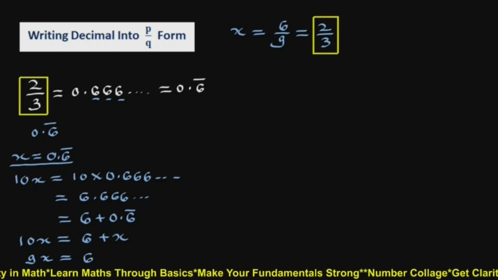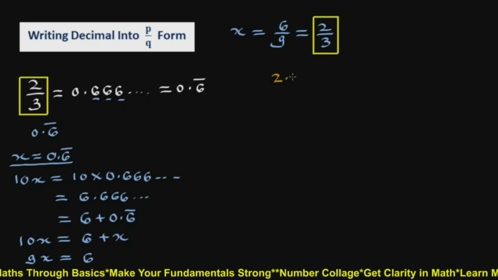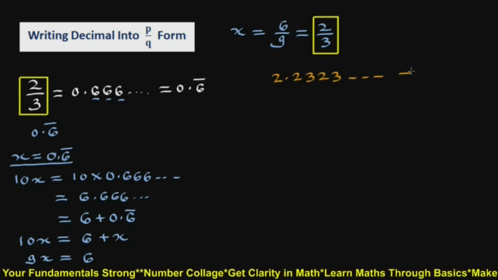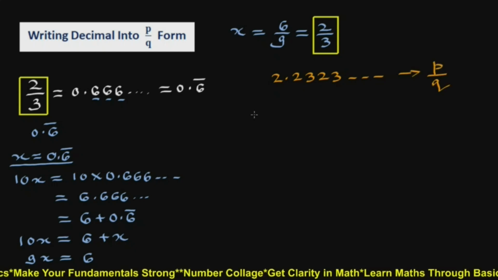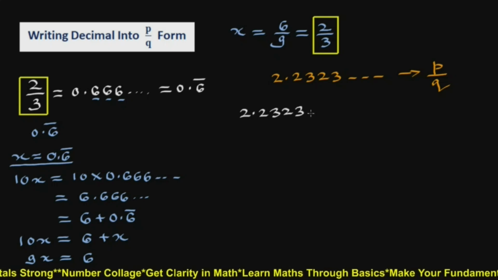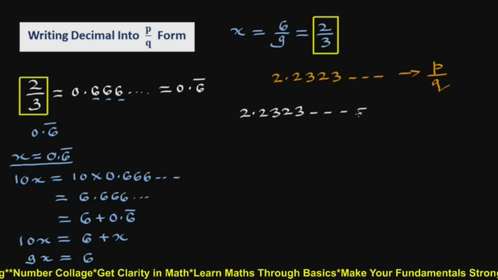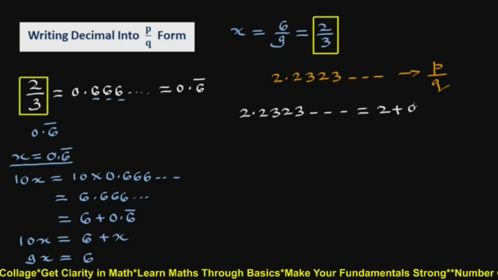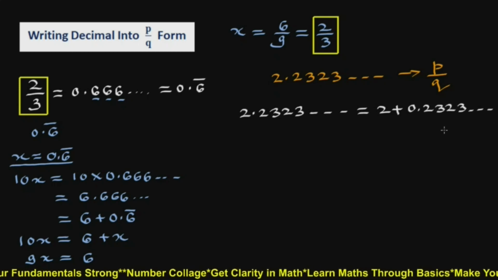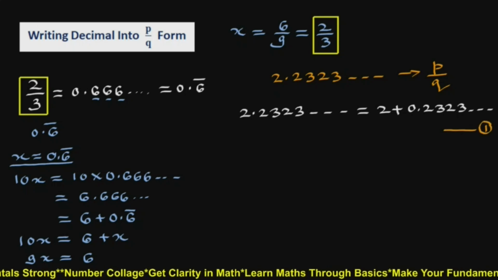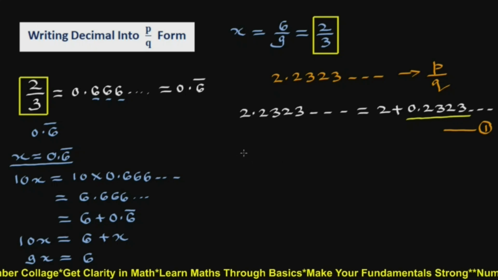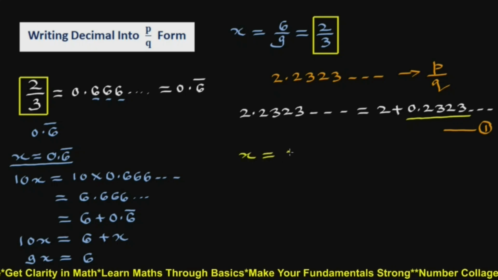Next, suppose we want to find out 2.23, 23, etc. up to infinity in P upon Q form. We write this 2.23, 23 up to infinity as 2 plus 0.23, 23 up to infinity. We name this number 1. Now for this 0.2323 up to infinity, we assume x.